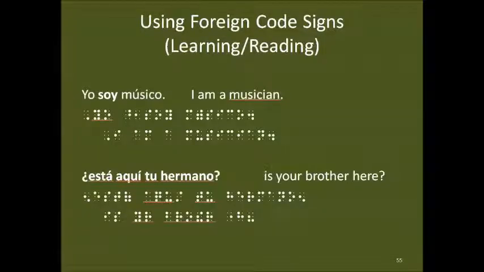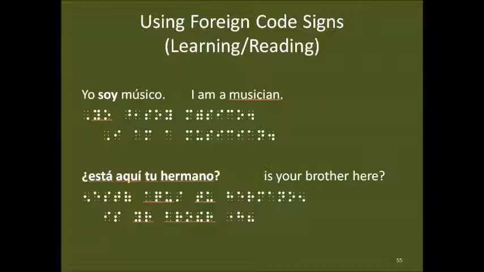So here we have an example of a Spanish sentence and then its English translation. Excuse my very bad Spanish, but yo soy músico. The point here is the bold-faced indicator, that's 4-5, and then a word indicator, dot 2. It's okay to use that UEB indicator there with that Spanish word. That's what the previous screen was talking about.